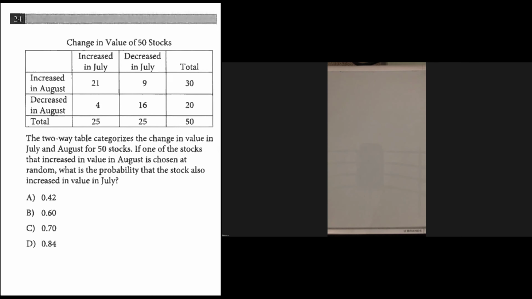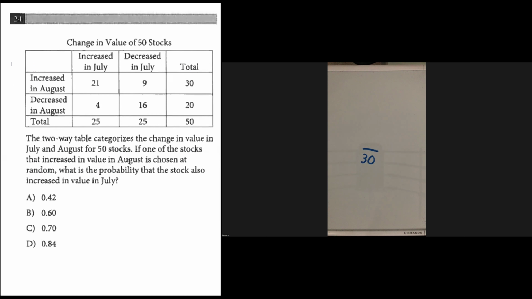Okay, so for question 24, we're given that if one of the stocks that increased in value in August is chosen at random, so that means we have to look at increased in August, and the total is 30, so 30 is our denominator. And then for a numerator, what is the probability that the stock also increased in value in July?